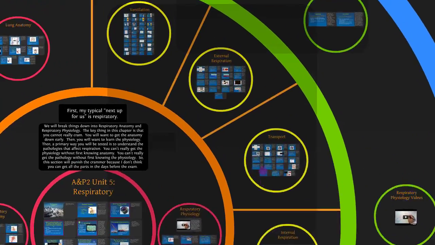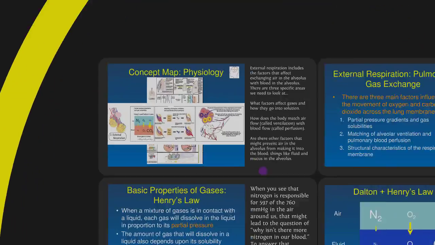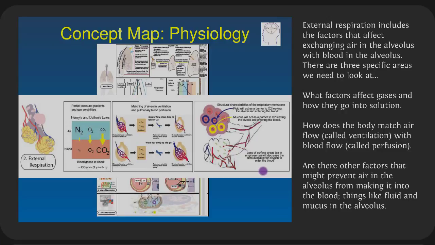Now we move into external respiration. External respiration includes the factors that affect exchanging the air in the alveolus with blood in the vessels lining the alveolus. There's 3 specific areas we need to look at: what factors affect gases and how they go into solution, how does the body match airflow, called ventilation, with blood flow, called perfusion, and then are there other factors that might prevent air in the alveolus from making it into the blood?